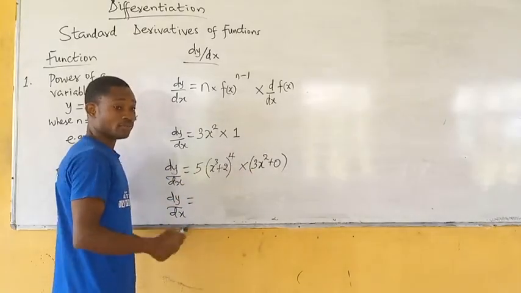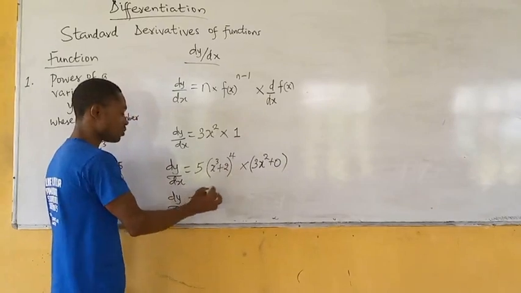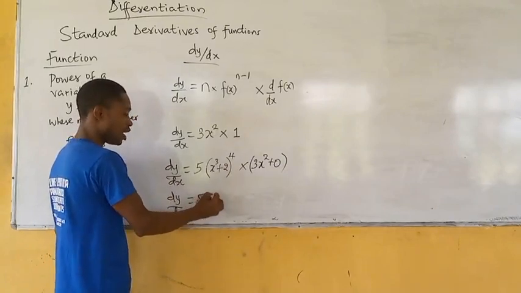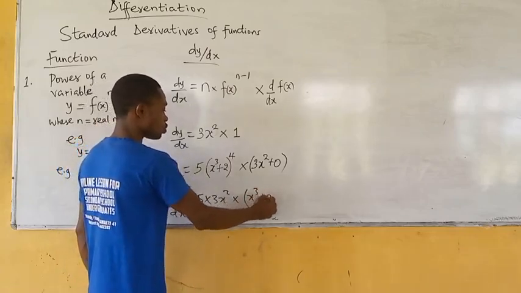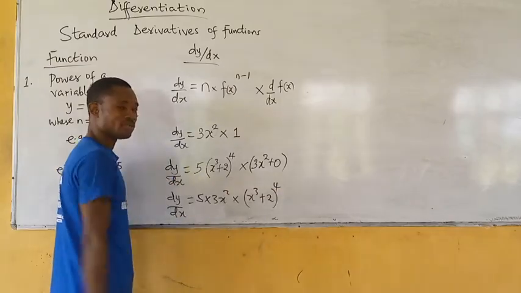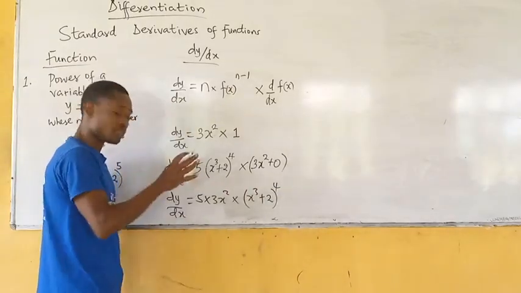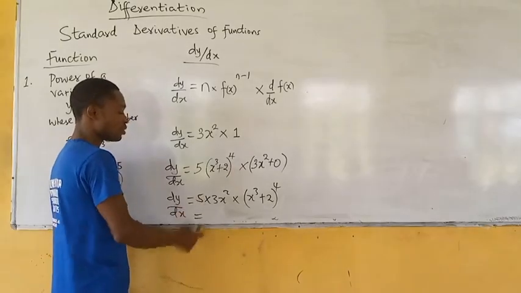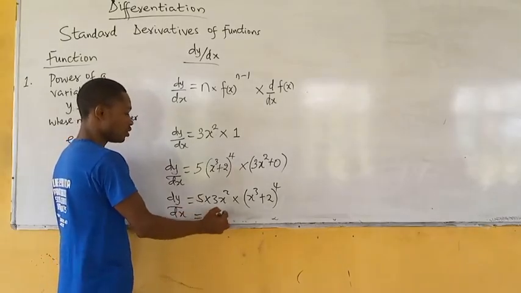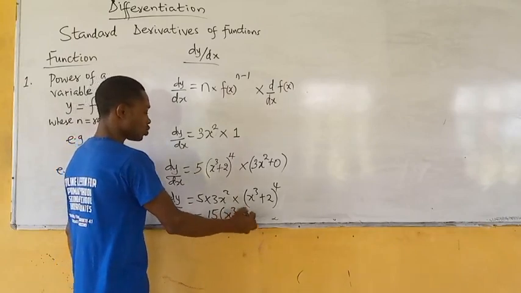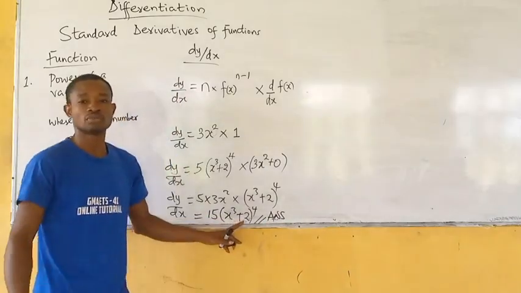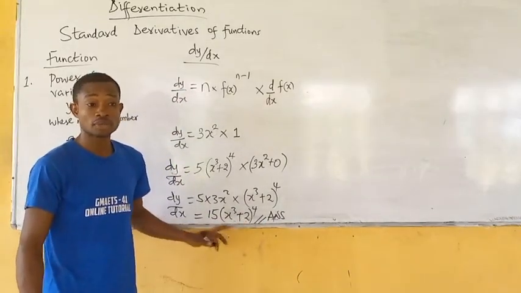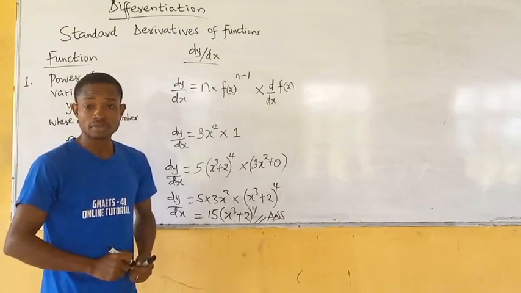Are you getting me? Just for you to see, let me rewrite it. This can be written as 5 times 3x squared times x cubed plus 2 raised to the power 4. I don't need to do this, just for us to see, because this is our first question. 5 times 3, 15. Bracket x cubed plus 2 raised to the power 4. This is the answer. Your examiner will never expand this for you. They will never. The options will come this way. Are you getting me right?